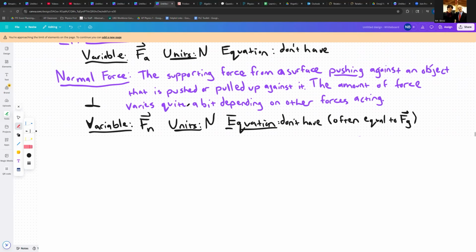Same thing with a ramp. It acts perpendicular to a ramp, even though the ramp itself is angled. So that'll be a key thing with normal force.